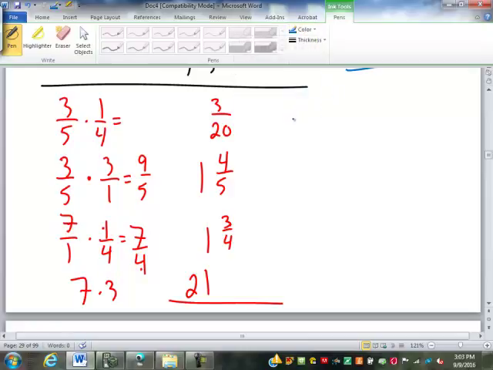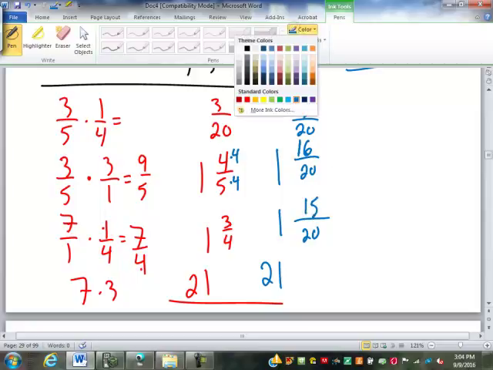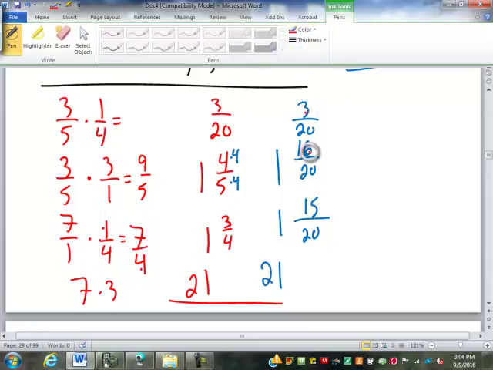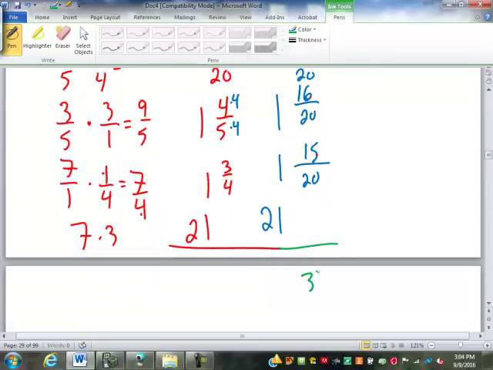To do that, we need a common denominator, which is going to be 20ths. 3/20 doesn't change. How many 20ths is this going to be? 4/5 is how many 20ths? 5 times 4. 4 times 4 makes 16/20. 3/4 is how many 20ths? 15. Good. So now we're going to add. 3 and 16 is 19, plus 15 is 34. That's 34/20. That's 1 14/20.